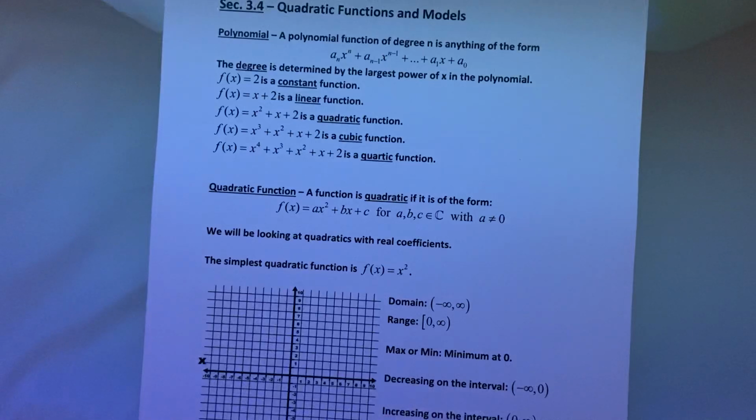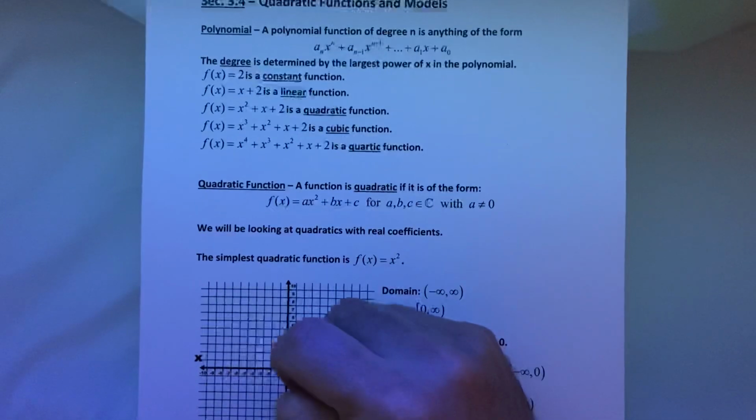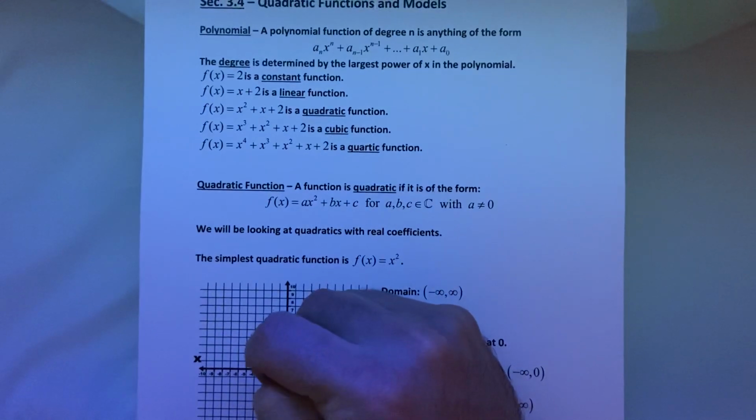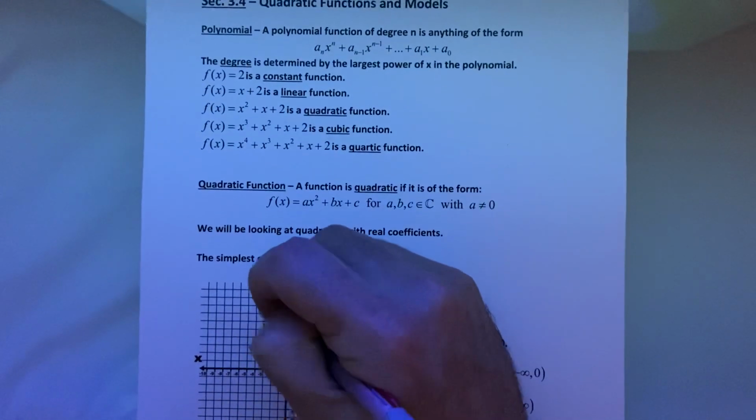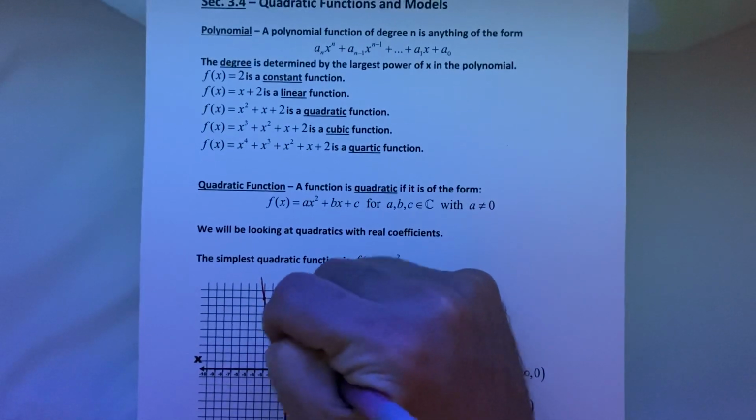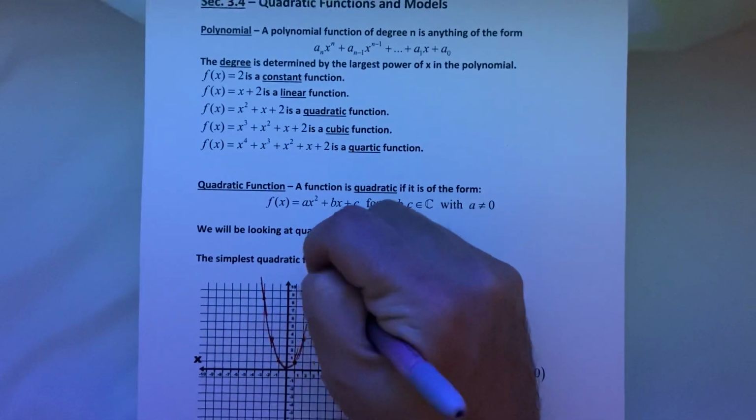As a reminder, the most simple quadratic function is f of x equals x squared. It has these various things. This is the parabola most of you have probably seen before. And this shape has some unique properties, mainly that we'll use.